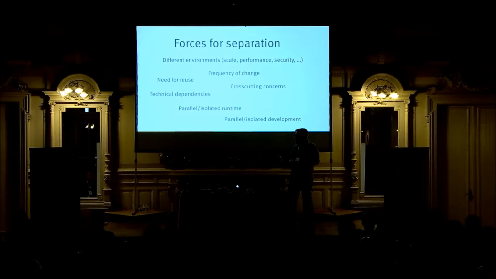You might have different technical dependencies. From the business side, everything's fine, but this piece of code, this part of the code depends on a huge library, and this part doesn't. And maybe you don't want everybody to suffer from this huge library because they have to download half the internet. If they want to reuse it, you just separate things because the dependencies are different.